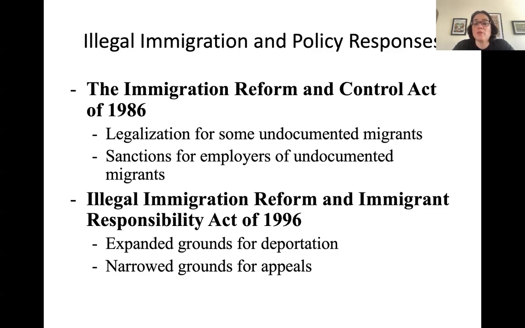The Immigration Reform and Control Act of 1986, which provided legalization for some undocumented migrants, while also providing sections for employers of undocumented migrants. The Illegal Immigration Reform and Immigrant Responsibility Act of 1996 expanded the grounds for deportation and narrowed grounds for appeals.